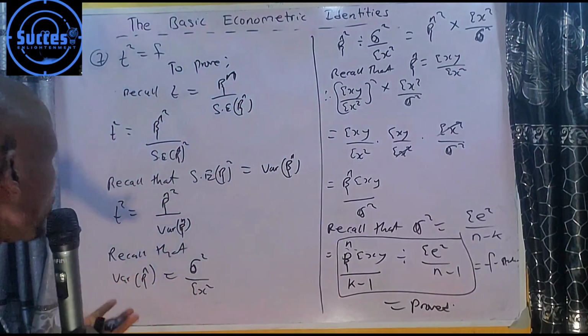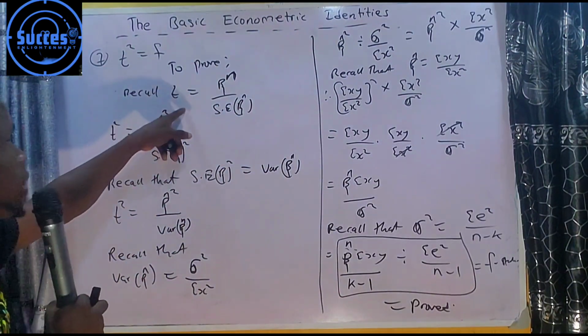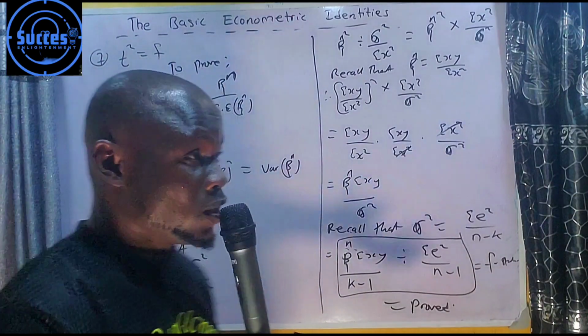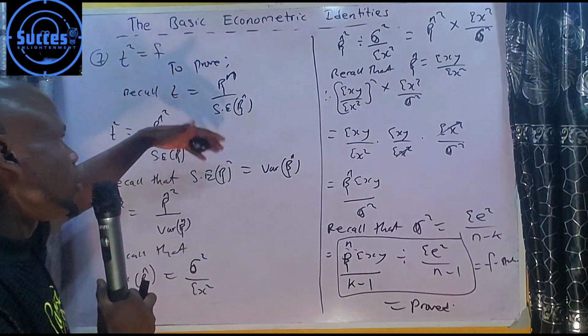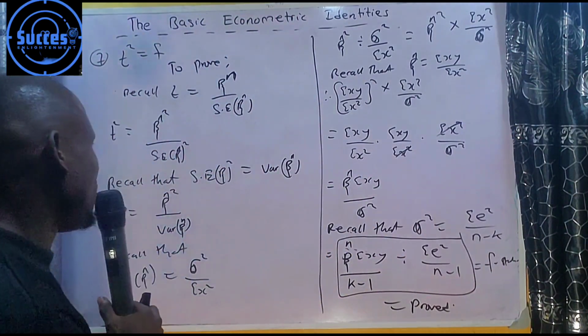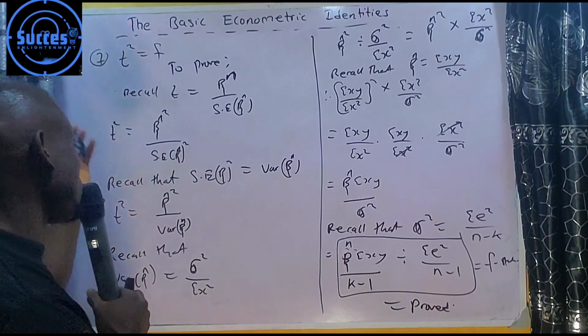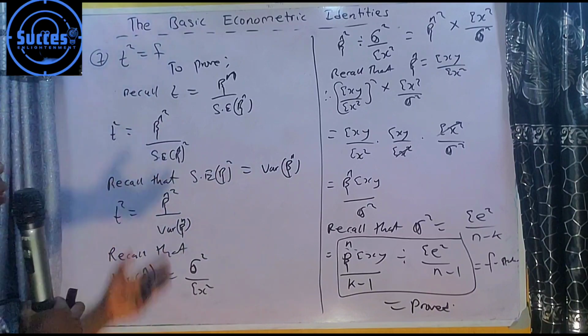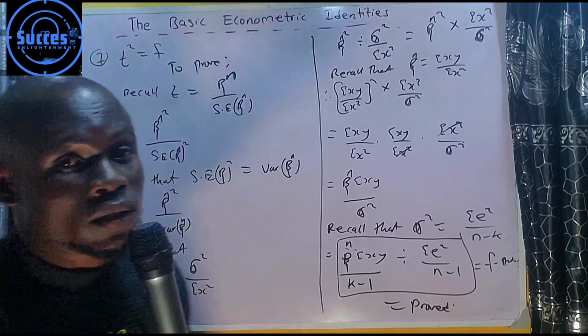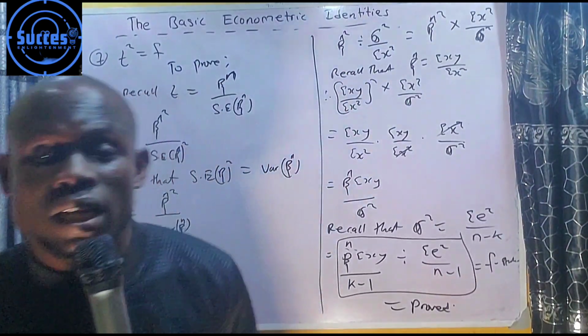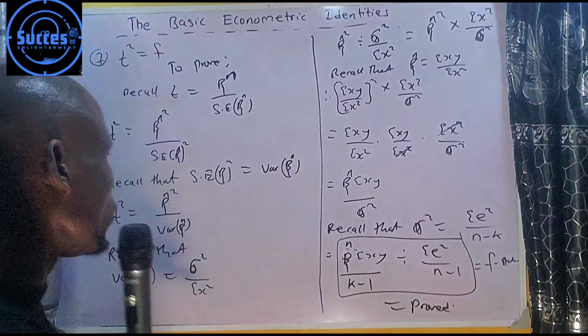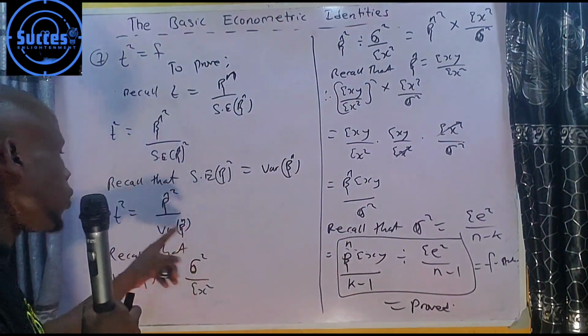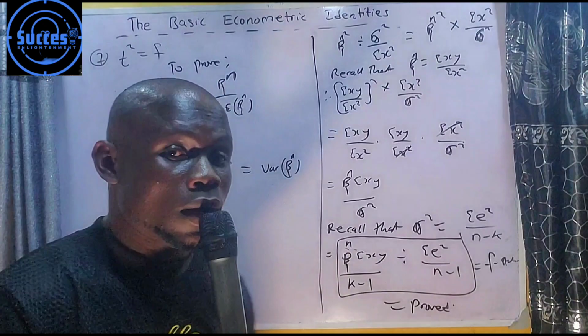This is very simple as ABC. You have to start by recalling what your t statistic is. Your t statistic is beta cap divided by what? Standard deviation of beta cap. So what is the t statistic square? That will be beta cap square all over standard deviation of beta cap square. And standard deviation of beta cap square is the same thing as the variance of beta cap. So therefore, your t square is equal to beta cap square all over variance of beta cap.